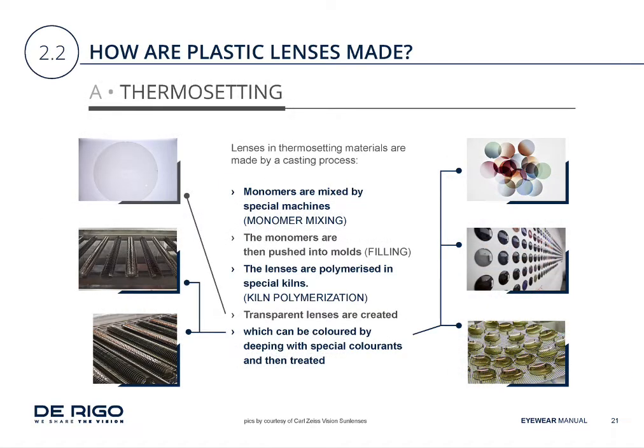How are plastic lenses made? Lenses in thermosetting materials are made by a casting process. Monomers are mixed by special machines, known as monomer mixing. The monomers are then pushed into molds, called filling. The lenses are polymerized in special kilns, known as kiln polymerization. Transparent lenses are created which can be colored by dipping with special colorants and then treated.